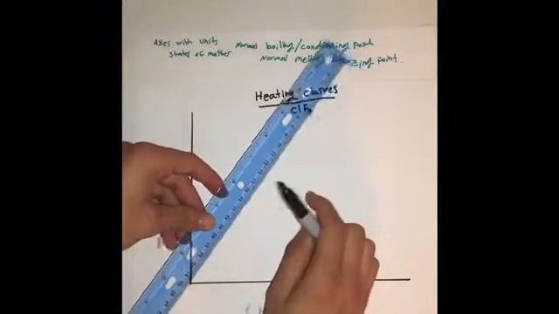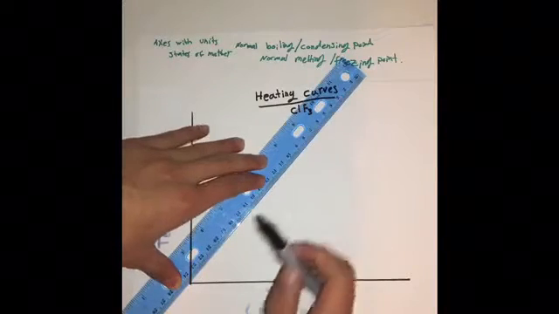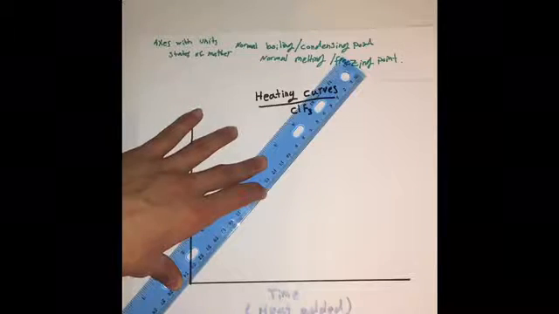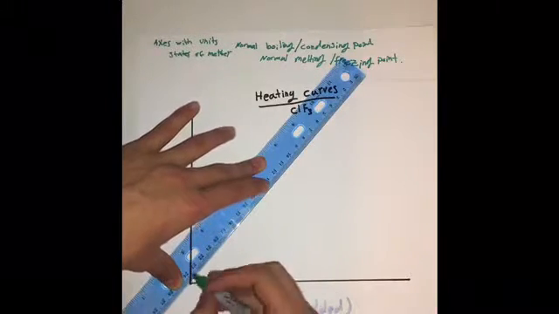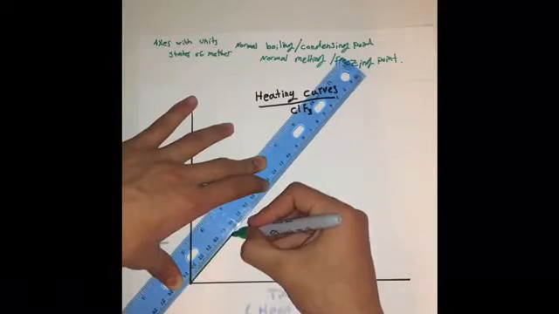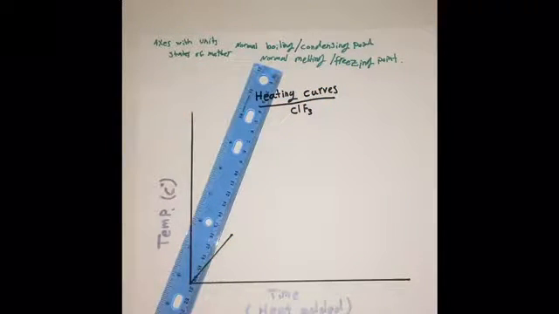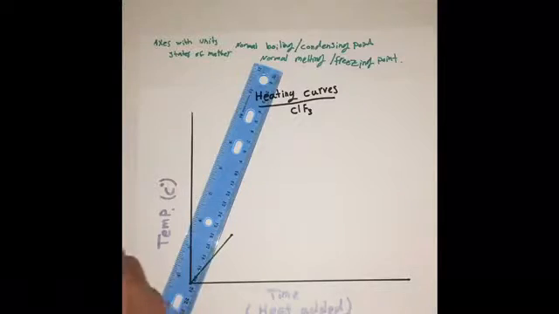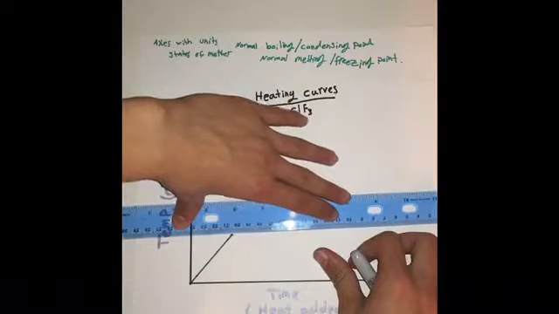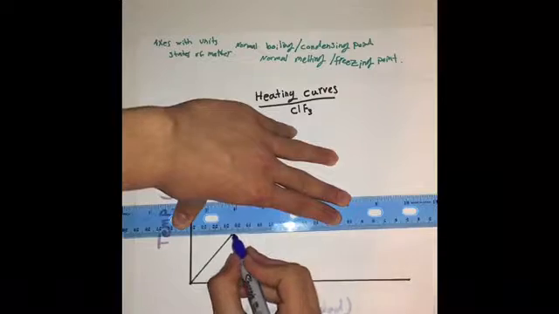Like all heating graphs, we start with the solid. At this point the solid is strong, the IMF forces are strong, the molecules are all held together. And then that solid goes into a phase change, where the solid turns into a liquid. But still, at this point, it's a mixture of the solid and the liquid.